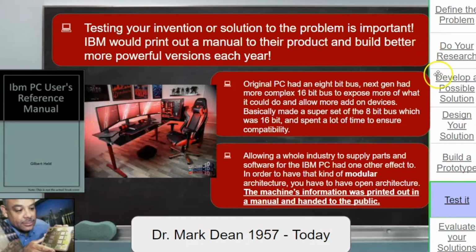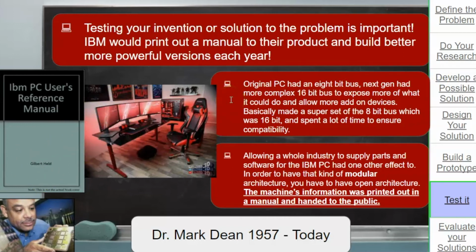And this allowed a lot of people to work on the design. Remember back in Develop a Possible Solution, when we talked about how important it was for a whole group to suggest answers and then to think through and come up with the best? Well, by producing a manual, everyone in the world, if they wanted, could work towards a better, faster computer. And that's what starts happening.